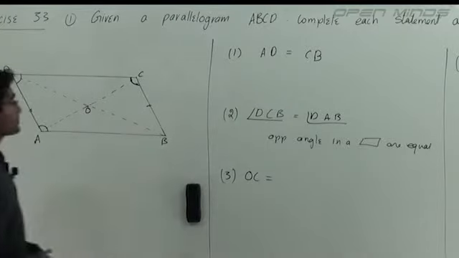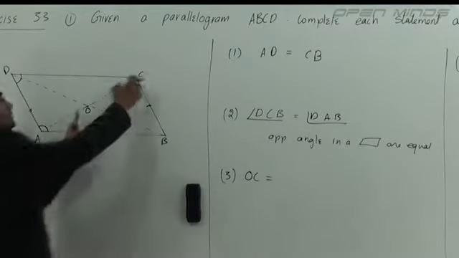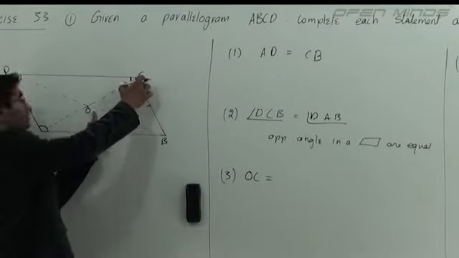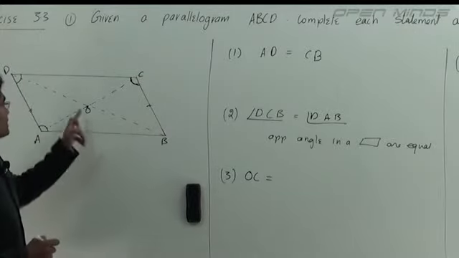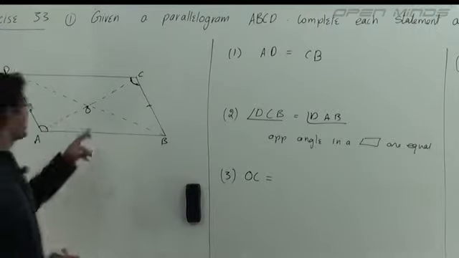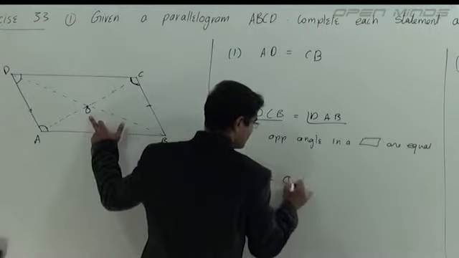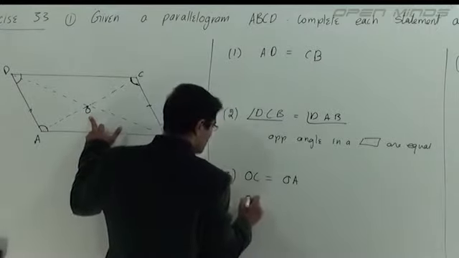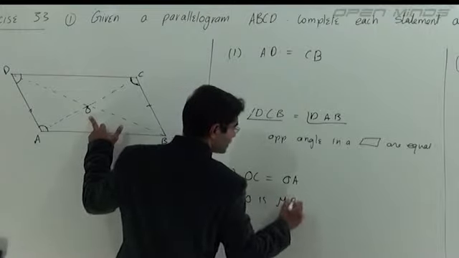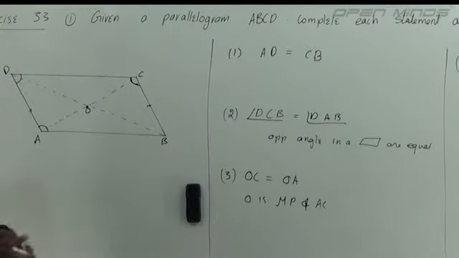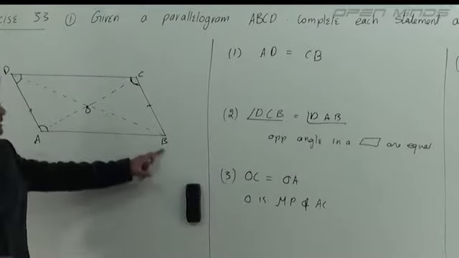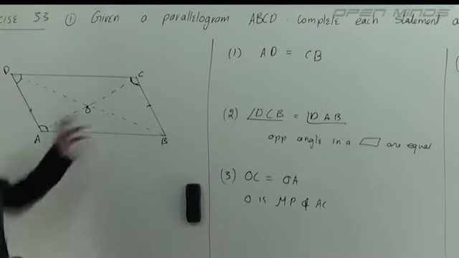What next? OC. Look at this. OC. This line should be equal to OA. Why? Because O is the midpoint of AC. It means OA is dividing AC into two halves. So I can write OC is equal to OA. Why is that? Because O is the midpoint of AC. Alright, very simple. Or I can also say that the diagonal BD bisects AC at O.